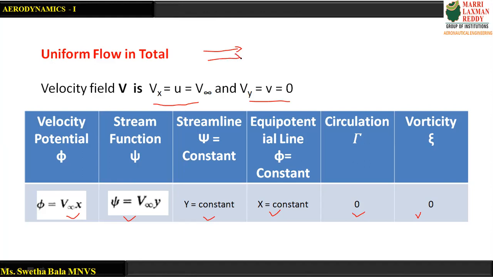So if I'm just considering a flow in this direction with a velocity, a cool breeze, something like that. So this is your flow. Fine. So V infinity, unidirectional flow. This is how we model the uniform flow.